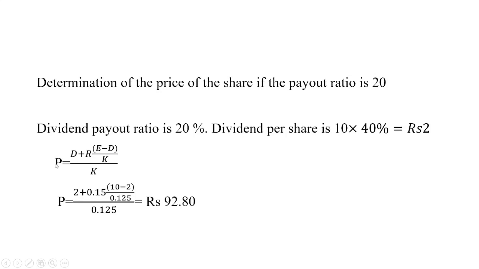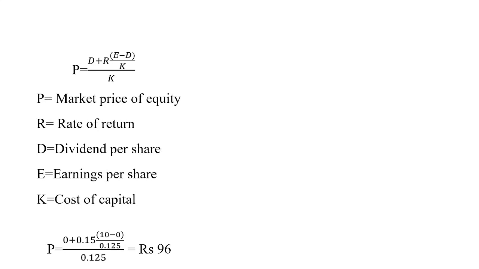Now, in this case, the price of the share is equal to dividend plus rate of return into earnings minus dividend divided by cost of capital, whole divided by the cost of capital. The dividend is 2 rupees plus 0.15 into 10 minus 2 divided by 0.125, whole divided by 0.125, which is equal to 92.80. So, the share price at dividend payout ratio 20% is 92.80 and the share price at the optimum payout ratio is rupees 96. Students, if you have any doubts, you can ask me.